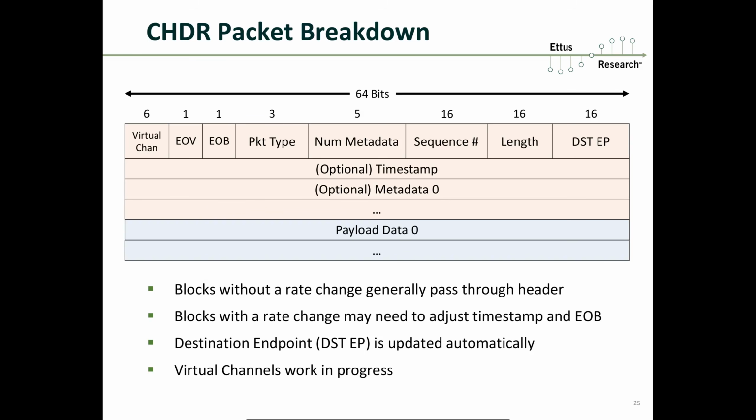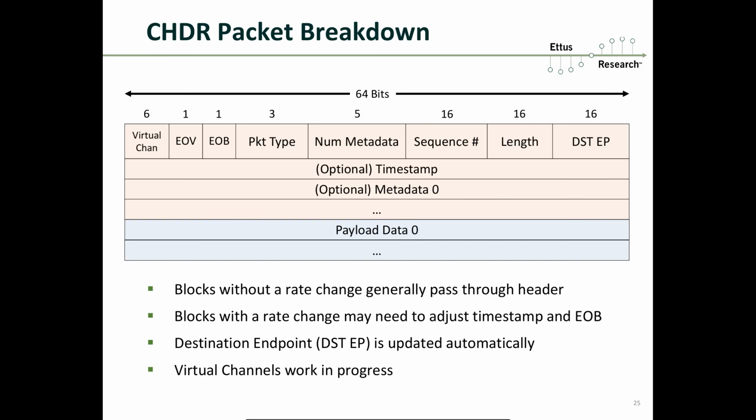Now the next line, we see the timestamp. That's a 64-bit timestamp for your packet. And one thing I didn't bring up, but it's important to understand about metadata, is that this is user defined. This is not something that Ettus is creating a specific format for. The metadata is whatever you want it to be.